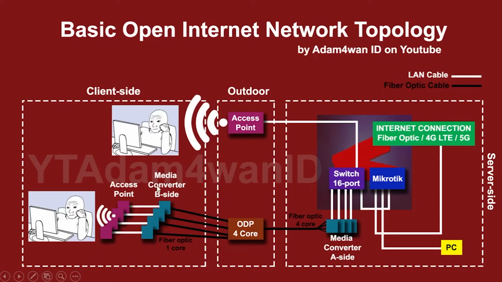Let's get to the main topology. So this is the main topology of a very basic open internet network. To build, you need to pay attention. This white line is the LAN cable, and the black line is the fiber optic cable.